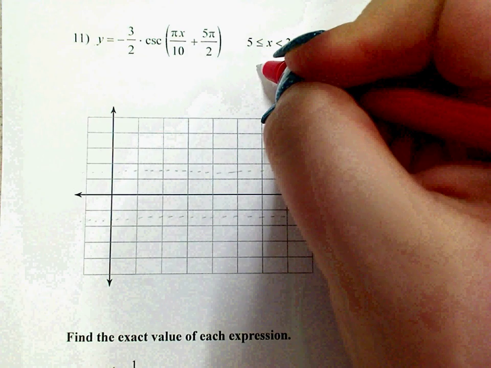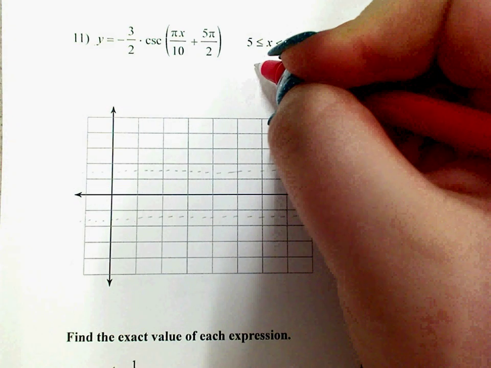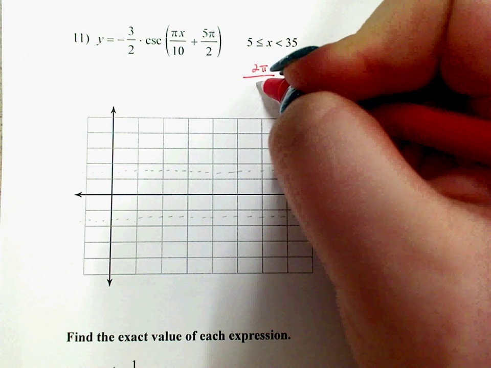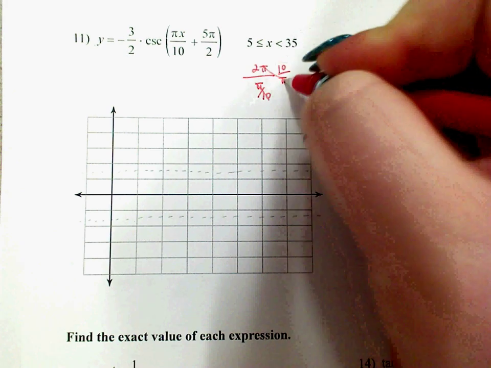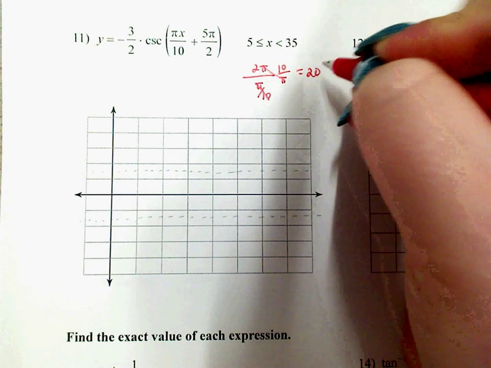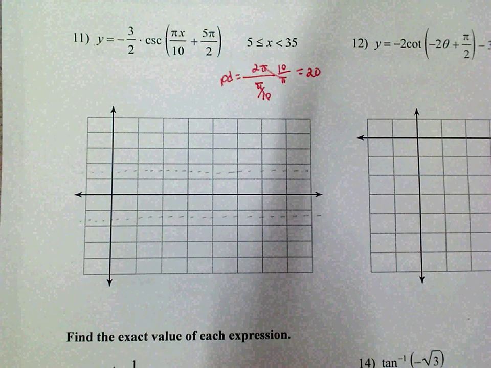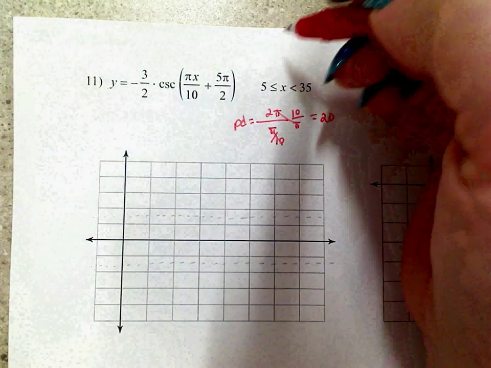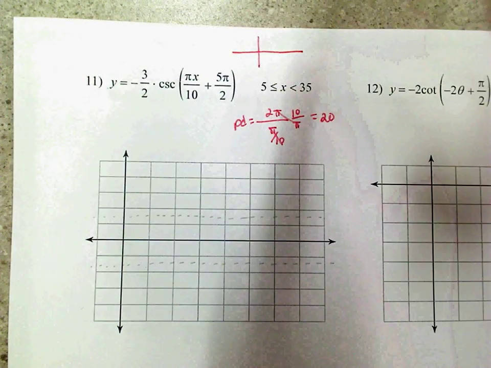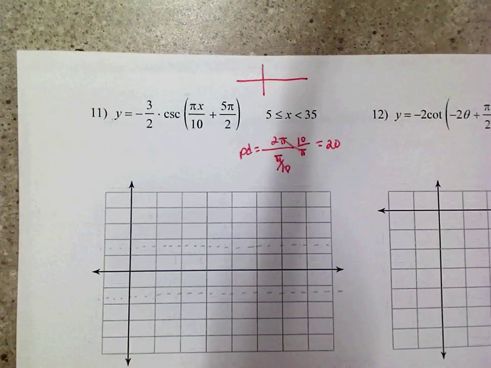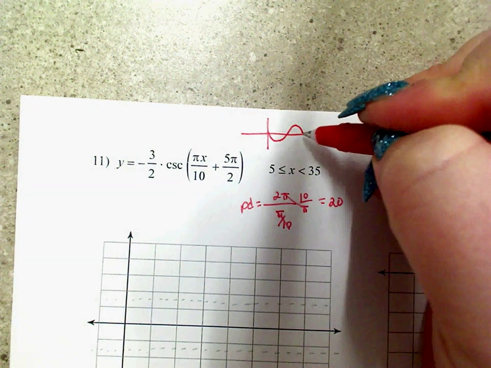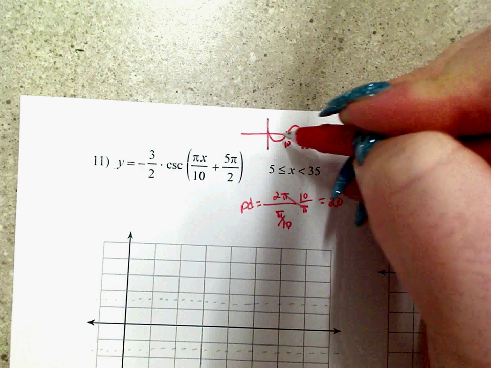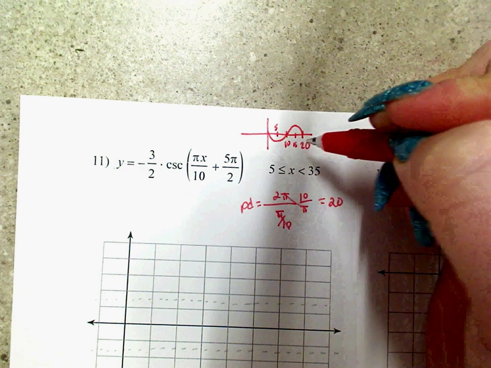So period for cosecant is 2 pi divided by b. So 2 pi divided by pi over 10, or multiplied by 10 over pi. And what I see is that the period is 20. So if the period is 20, then I'm going to do a little graph up here. I'm starting with a negative sine wave, and I'm going to let that be 20, which means that's 10, which means that's 5 and 15.